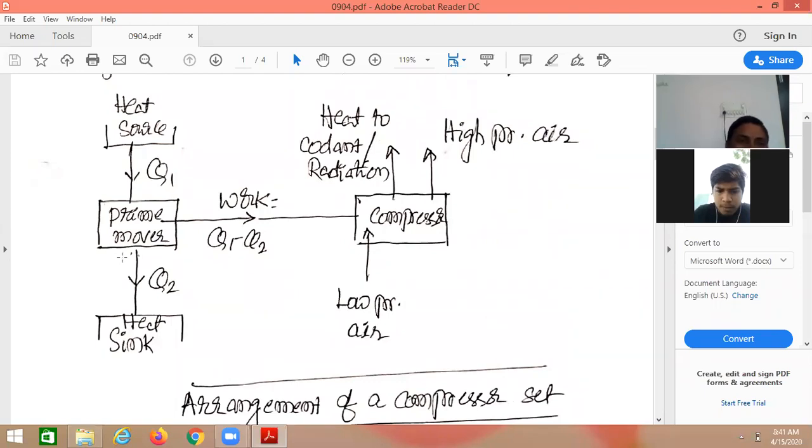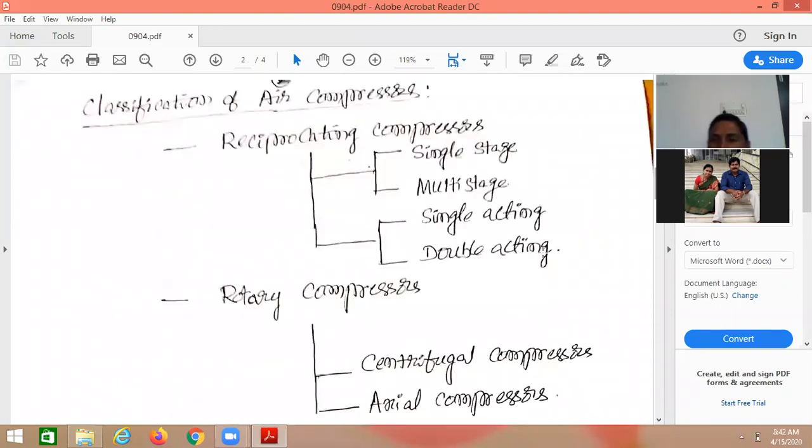Using the prime mover, we get the mechanical work. By using that mechanical work, air will be compressed in the compressor from low pressure to high pressure and delivered to a storage tank. So this is the compressor we have seen. Next, classification of compressors we have also seen. The compression process may happen by means of a reciprocating component, that is a piston, and we call them reciprocating compressors, otherwise by means of a rotating element called an impeller.